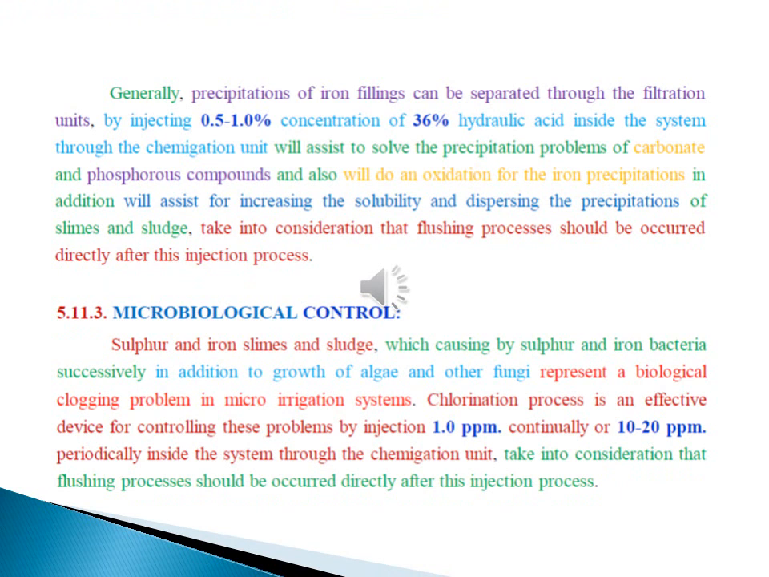Microbiological control. Sulfur and iron slimes and sludge, which are caused by sulfur and iron bacteria, in addition to the growth of algae and other fungi, represent a biological clogging problem in microirrigation systems. The chlorination process is an effective device for controlling this problem by injecting 1 ppm continually or 10 up to 20 ppm periodically inside the system through the chemigation unit. Take into consideration that flushing should occur directly after this injection process.